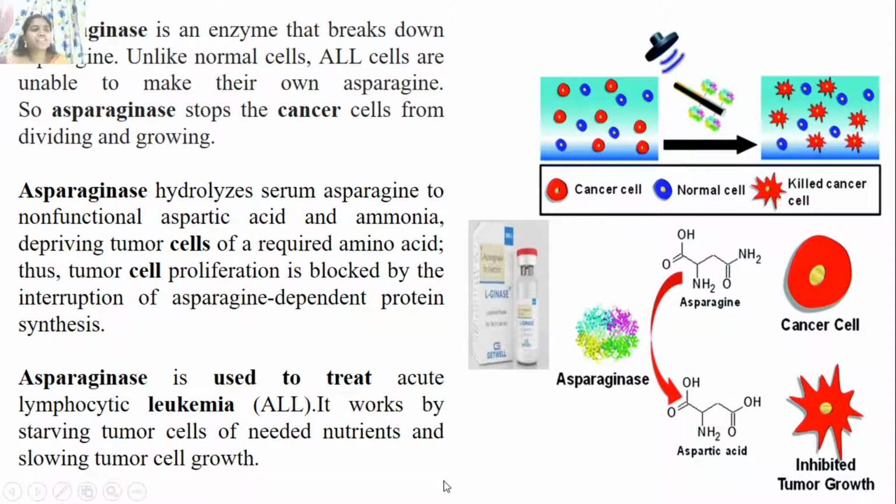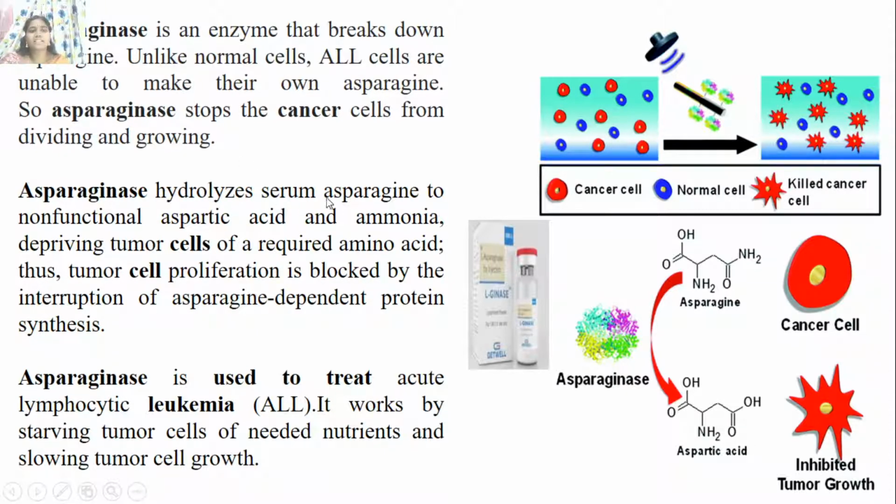The first one, asparaginase, is an enzyme that breaks down asparagine. See here the mechanism of action. Asparaginase is used to break asparagine into aspartic acid. Unlike normal cells, acute lymphotic leukemia cells are unable to make their own asparagine. So asparaginase stops the conversion of asparagine to aspartic acid in the cancer cells, which stops them from dividing and growing. This is the action.